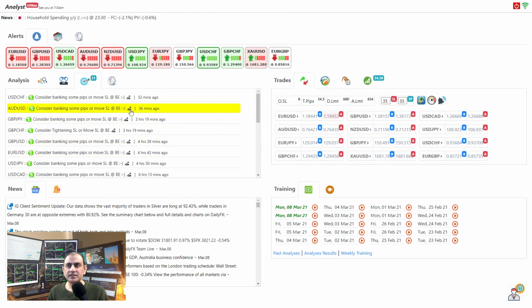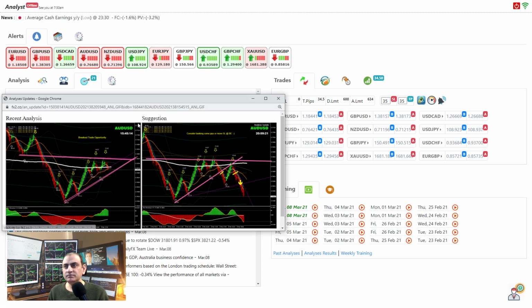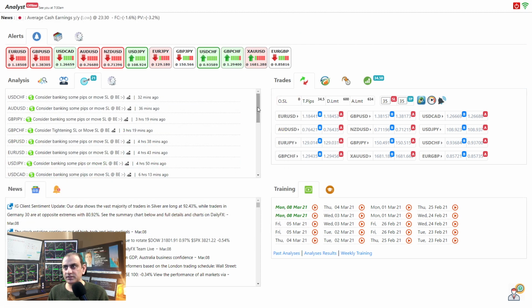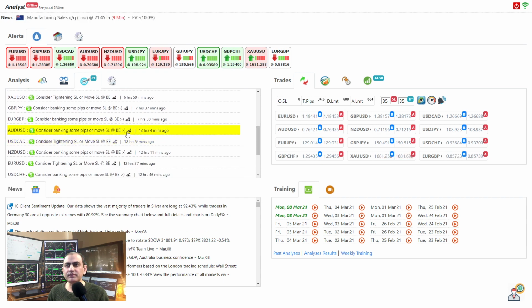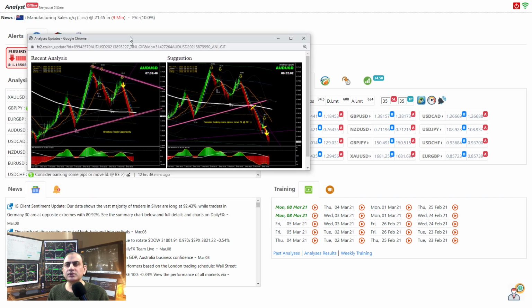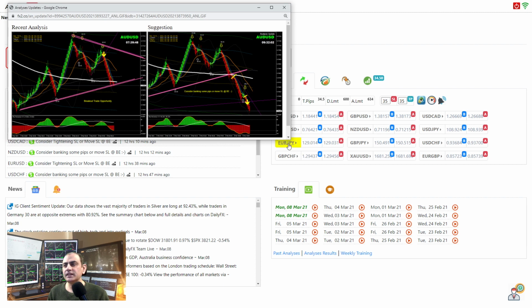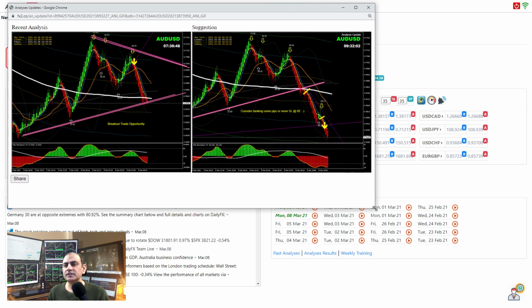We also had Aussie dollar, let me share with you. This morning we had a beautiful trade on Aussie dollar. You can see here a beautiful breakout. Price nicely broke, and that's what we explained to traders. You can see here price broke, and after the breakout, price retested. That's what we explained to traders.